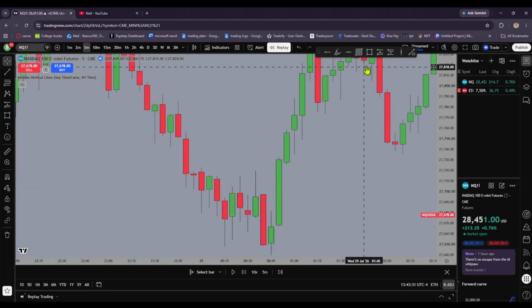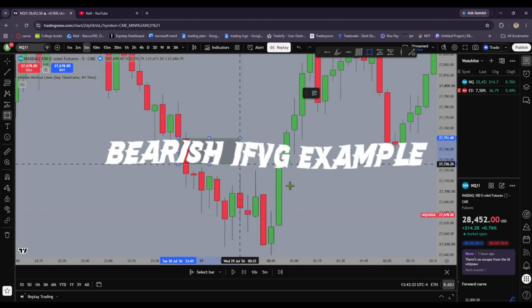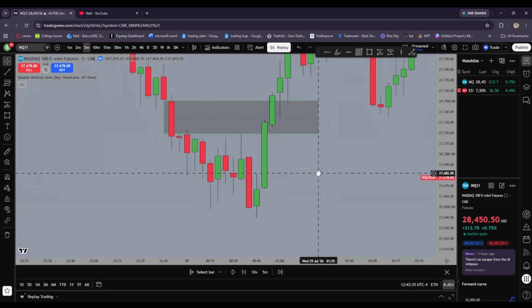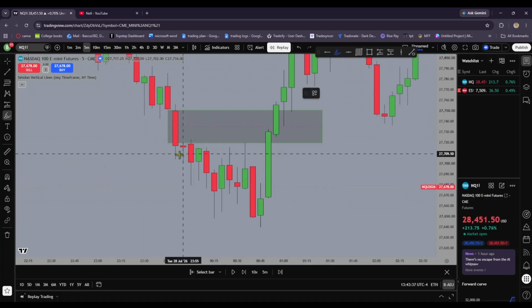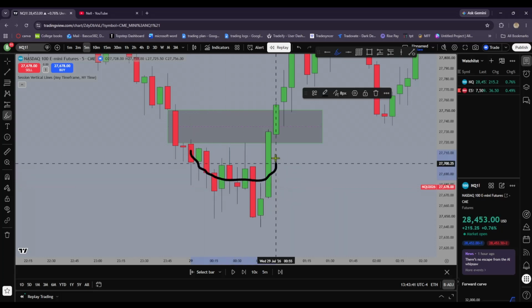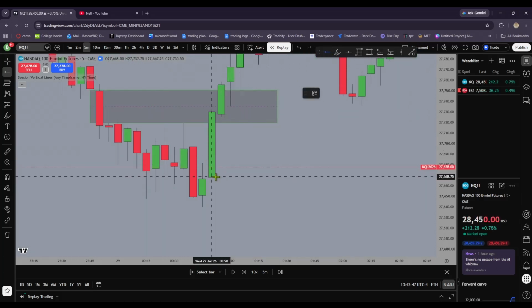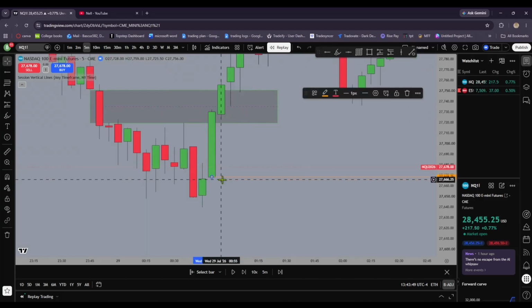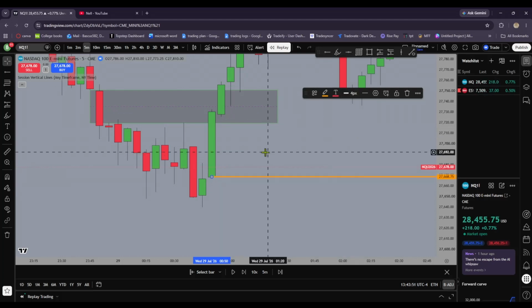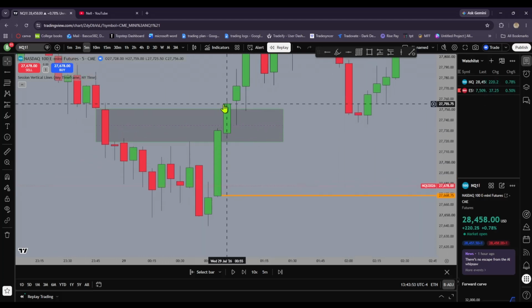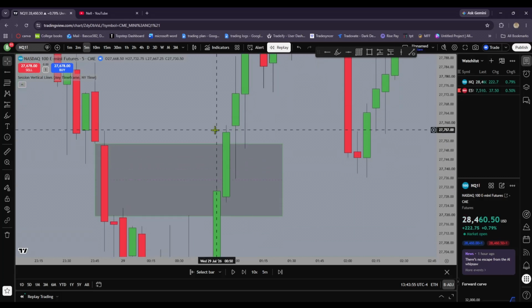All right, guys, now let's look at a bearish example of an inverse fair value gap. So same thing. We have a fair value gap. At first, we're coming down, and we enter into it. So at this point, what we typically would want to see is a break of structure out from where we opened on this candle right here. But instead of getting that, we actually continue up and we close outside of it.